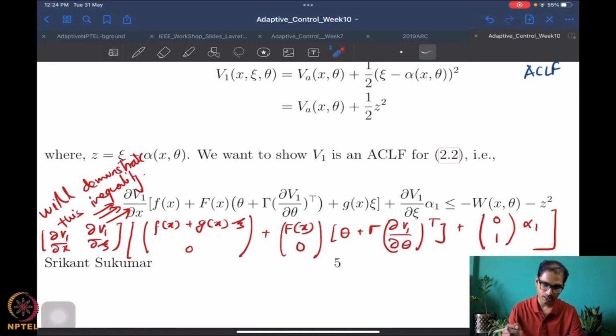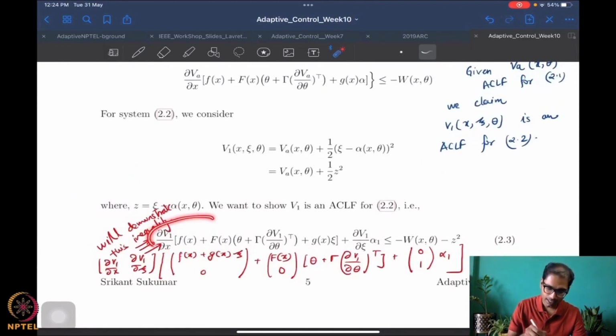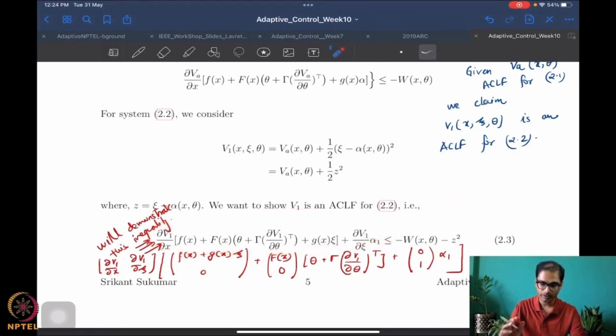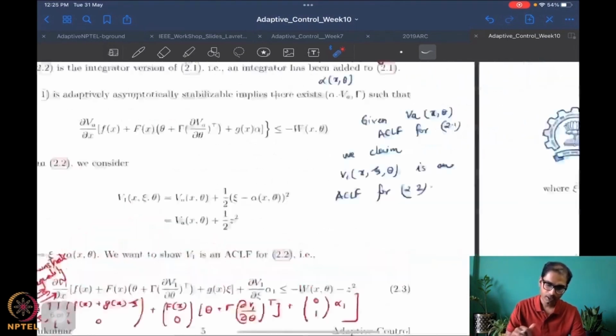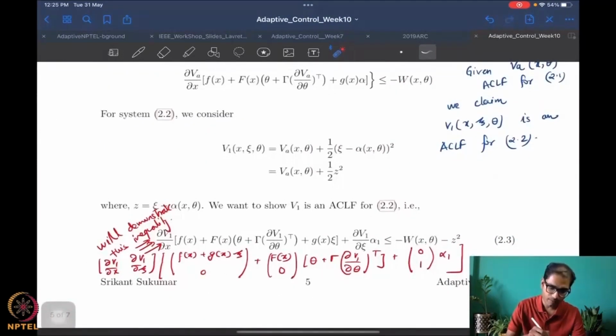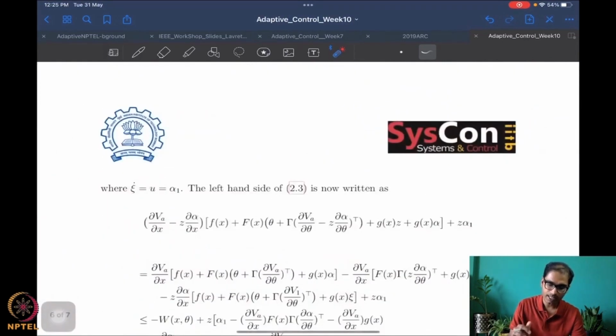All right, great. So basically, we want to show that this is an ACLF. So now we evaluate the left hand side more carefully. How do we do this? This is a correct expression. I was just not sure if all the terms are correct, so I wanted to write the original expression. If you look at the left hand side, I can write the partial of v1 with respect to x and the partial of v1 with respect to psi in terms of the components using this expression right here. And that's what we do.